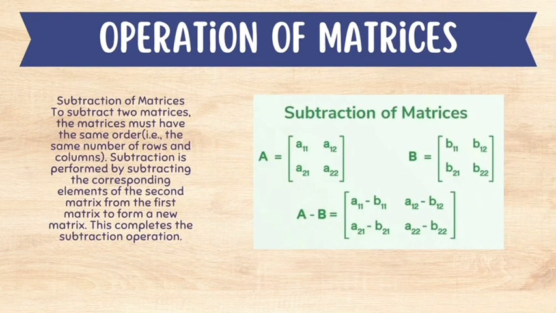Subtraction of matrices. To subtract two matrices, the matrices must have the same order, the same number of rows and columns. Subtraction is performed by subtracting the corresponding elements of the second matrix from the first matrix to form a new matrix. This completes the subtraction operation.